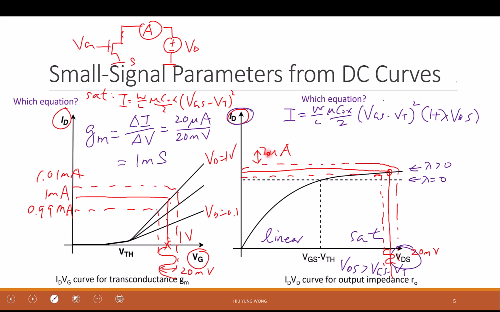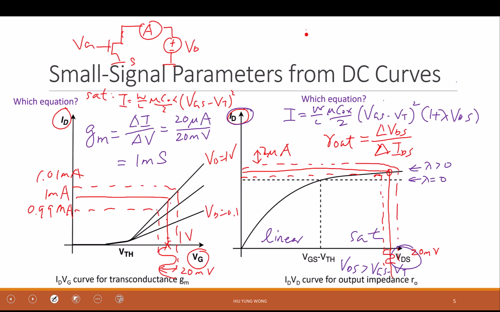Think about this. I have a voltage source. I try to change it by 20 millivolt, and I try to see how much current it will change. By definition, the R out is just equal to the delta VDS divided by delta IDS. This is not transimpedance, right? Because it's talking about the same terminal. I look at this D, I change the voltage here, and I try to see how much current it changed.